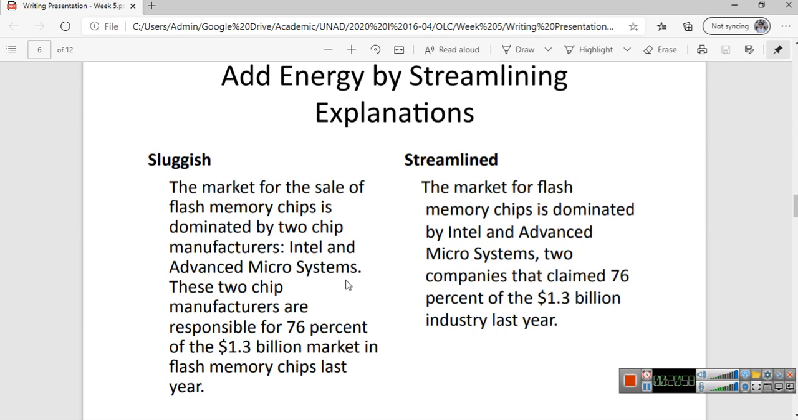Very good, thank you. So, Tanya, about the sluggish, now we have the sluggish and the streamlined. Of course, the sluggish has some more words, some more fillers, and some words that are not used in the streamlined version. Which of those words do you see that are replaced or eliminated in the streamlined?